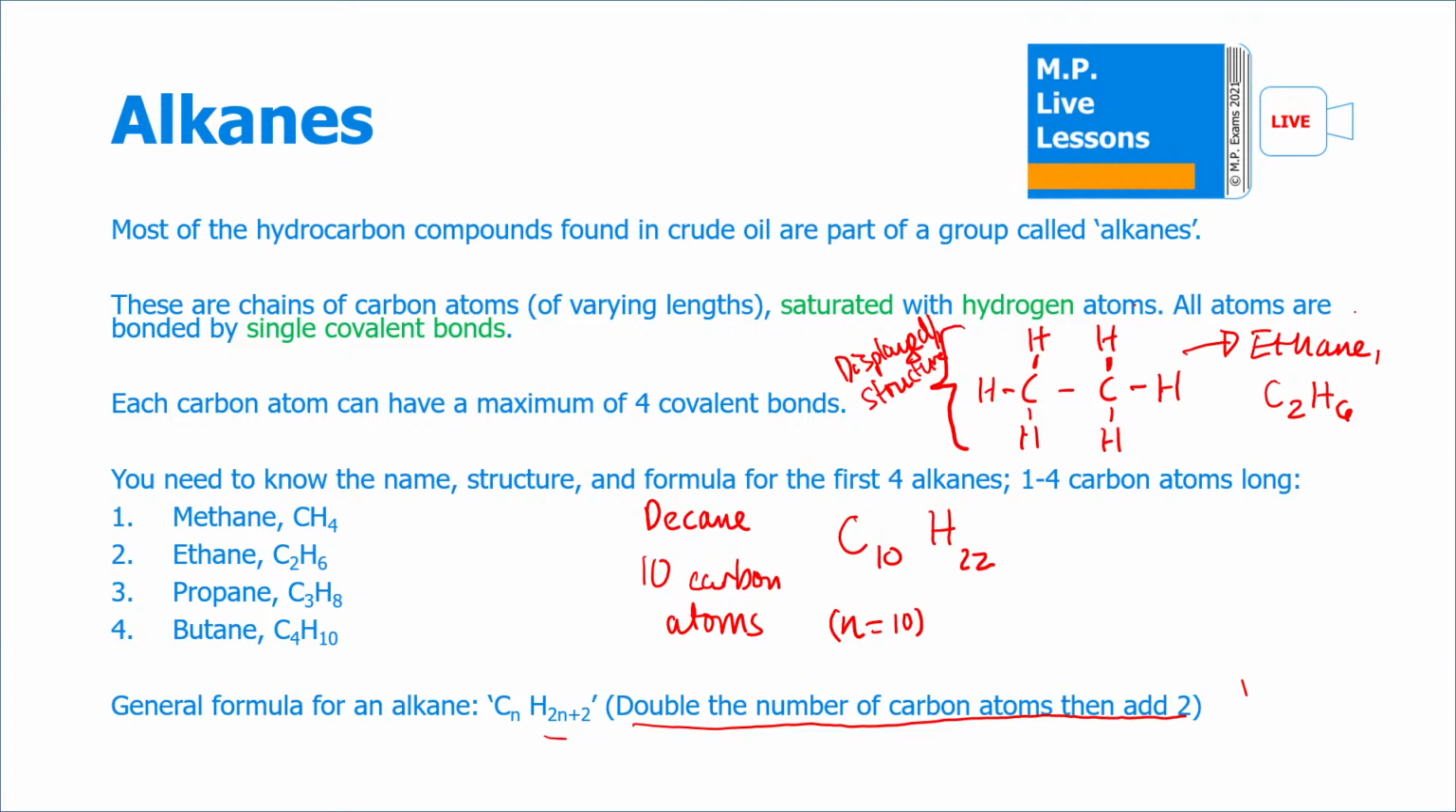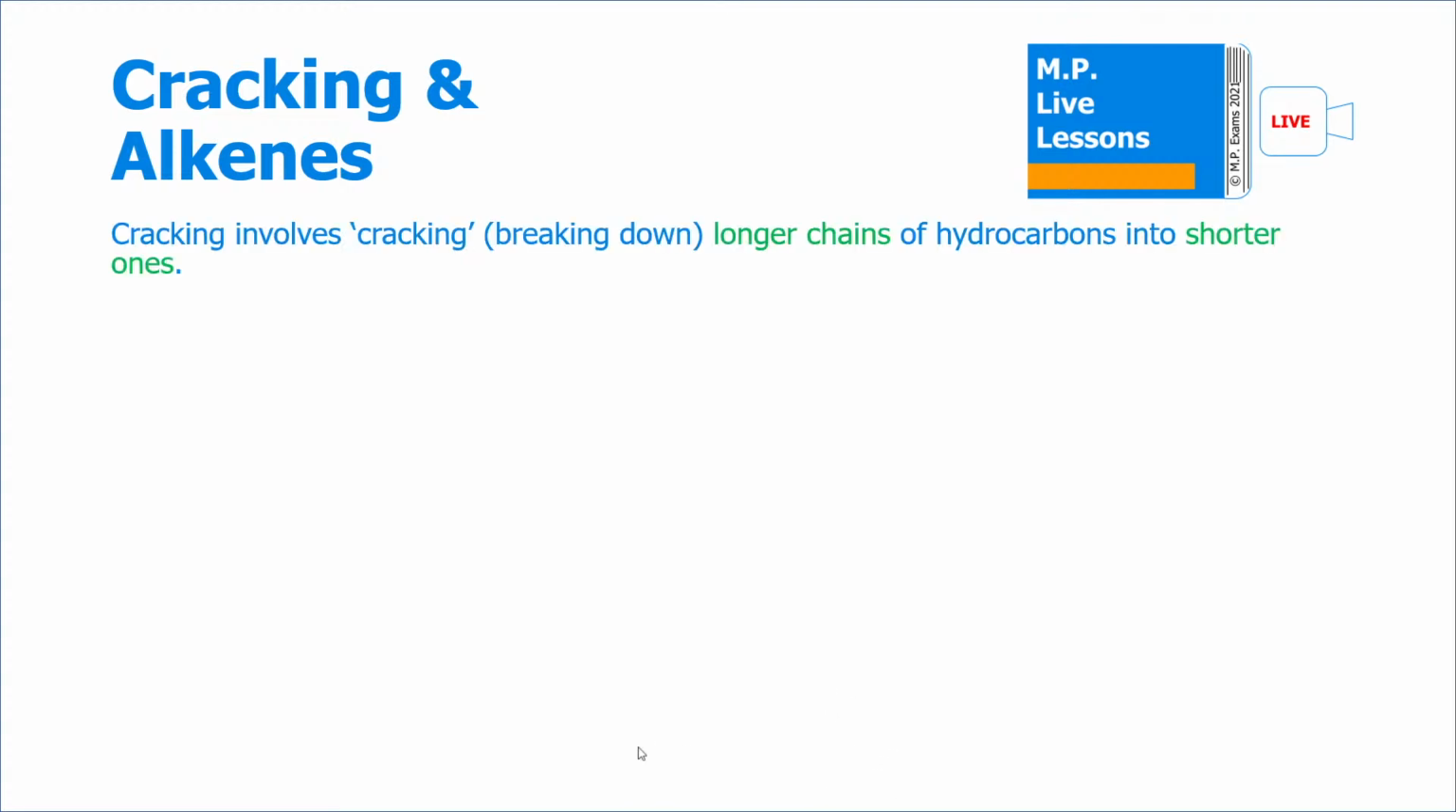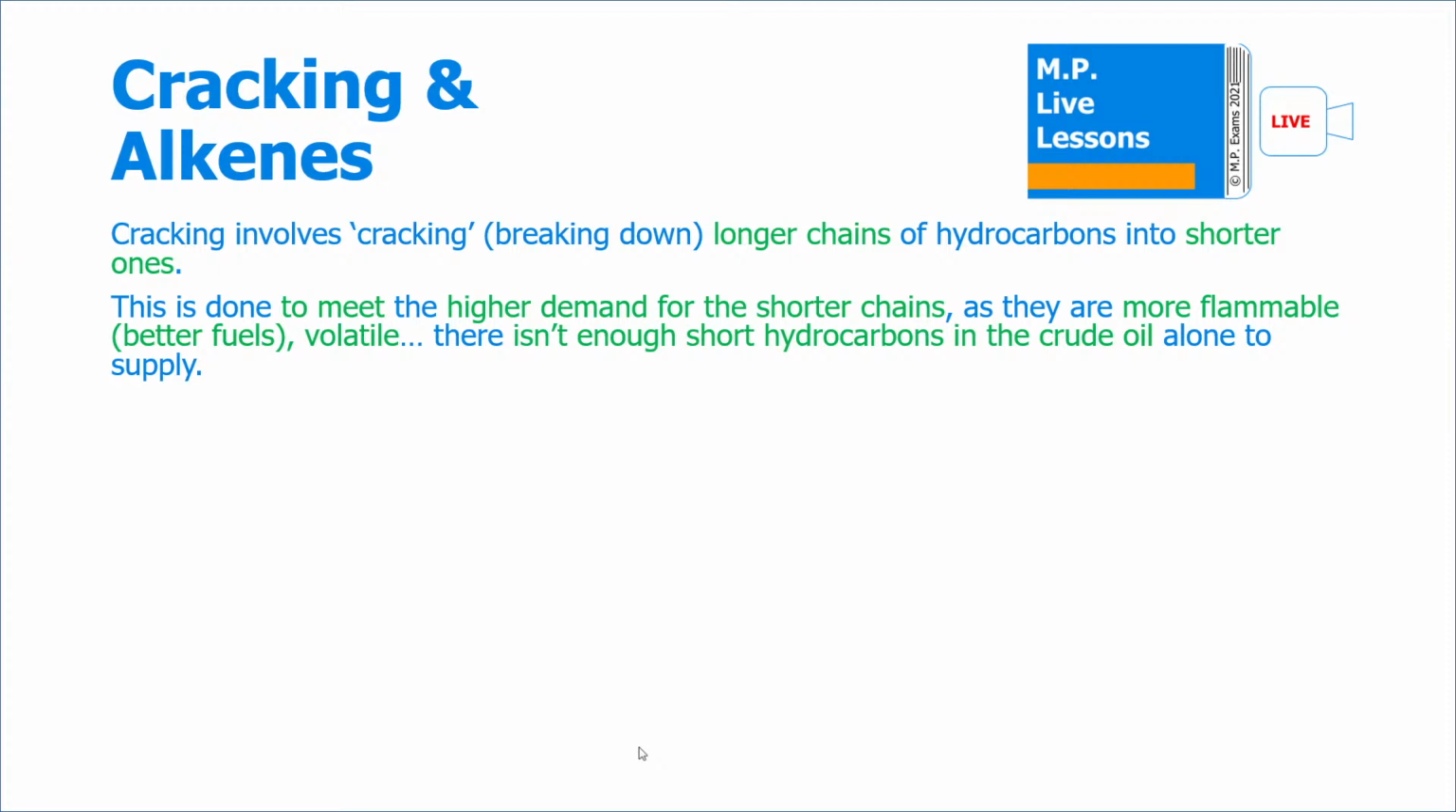One other thing you need to know about this organic chemistry unit is cracking and alkenes, very briefly. Cracking, as the name suggests, involves breaking down longer chains of hydrocarbons into shorter ones. Why is this done? It is done to meet the high demand for the shorter chains because they're more useful. They're more flammable, so they make better fuels. They're more volatile. They're less viscous, so they can run much easier and are easier to store.